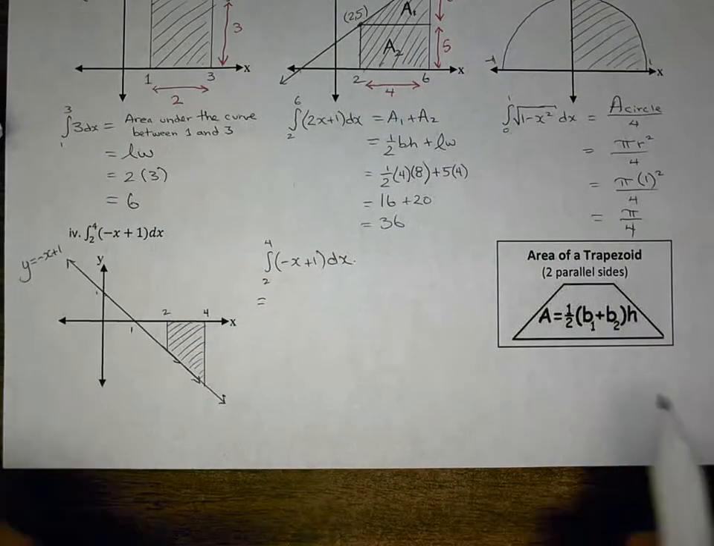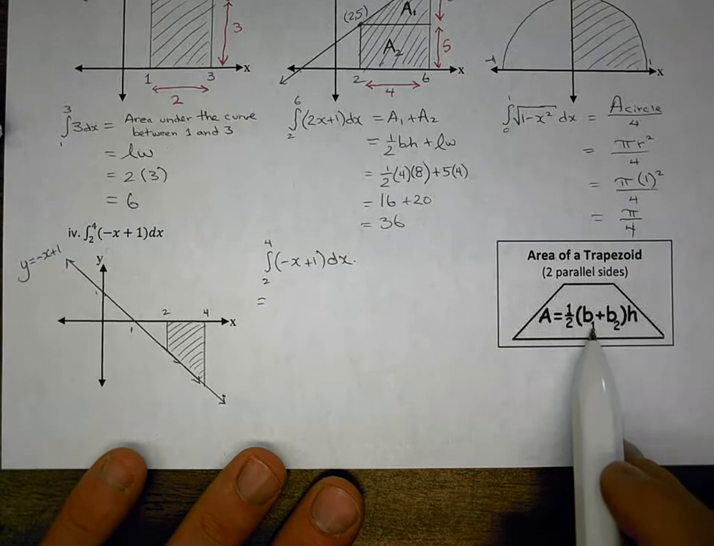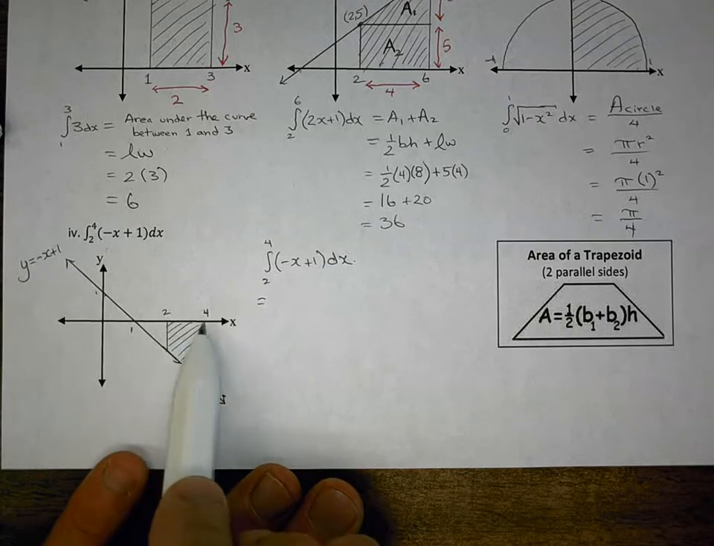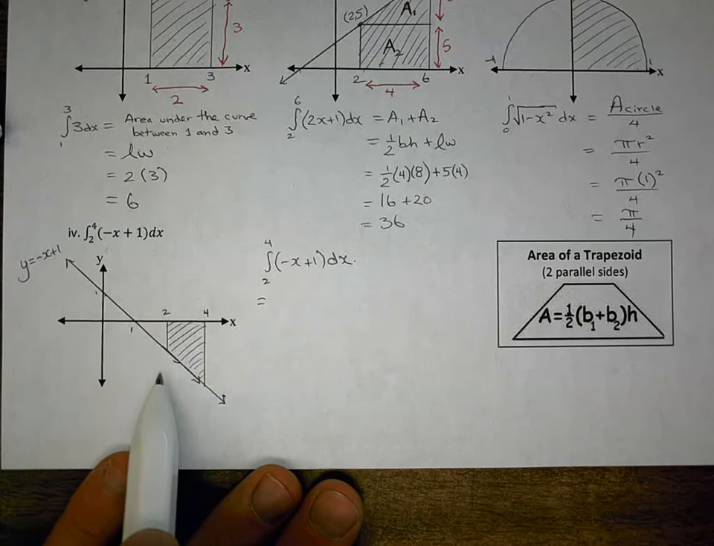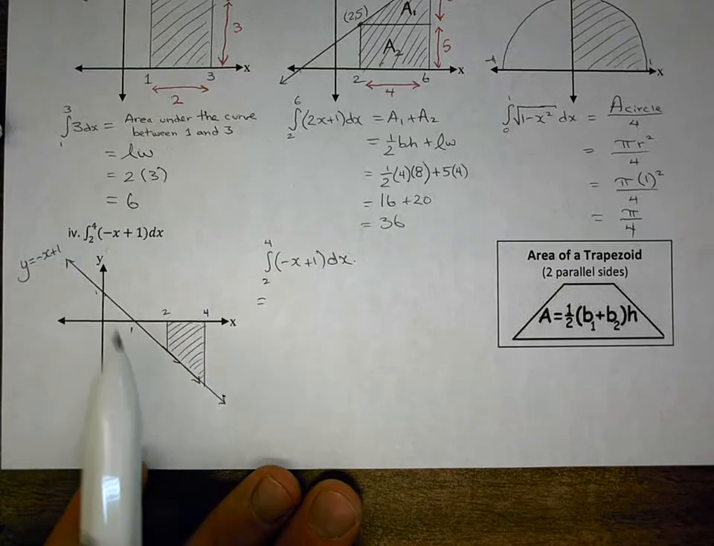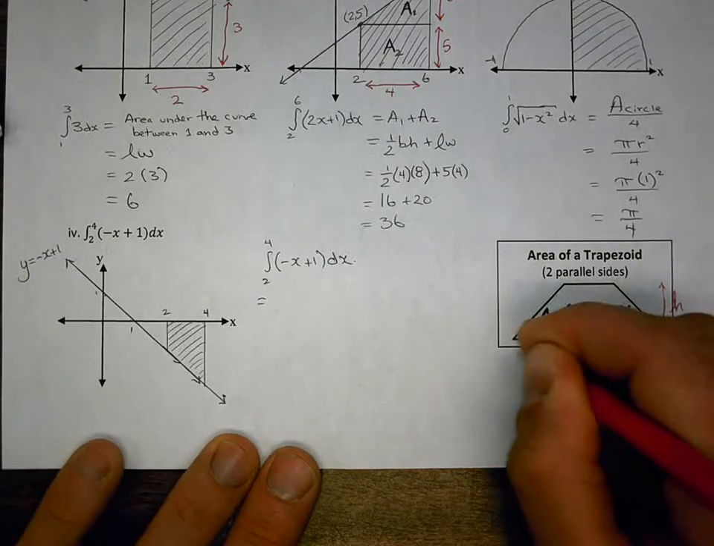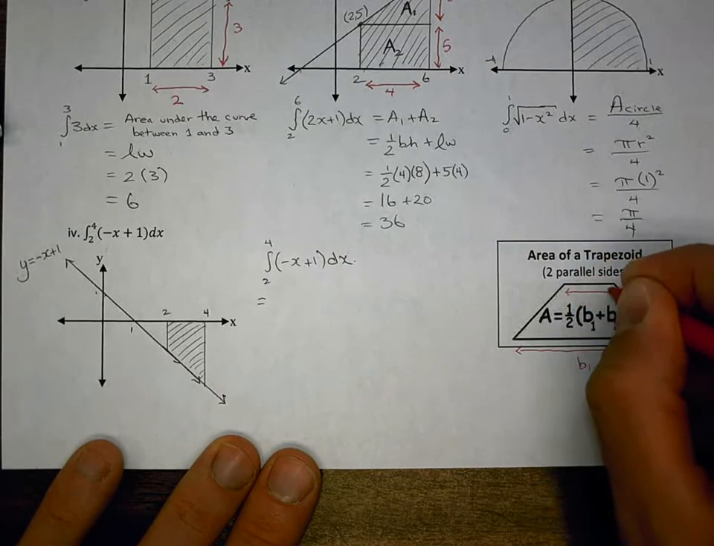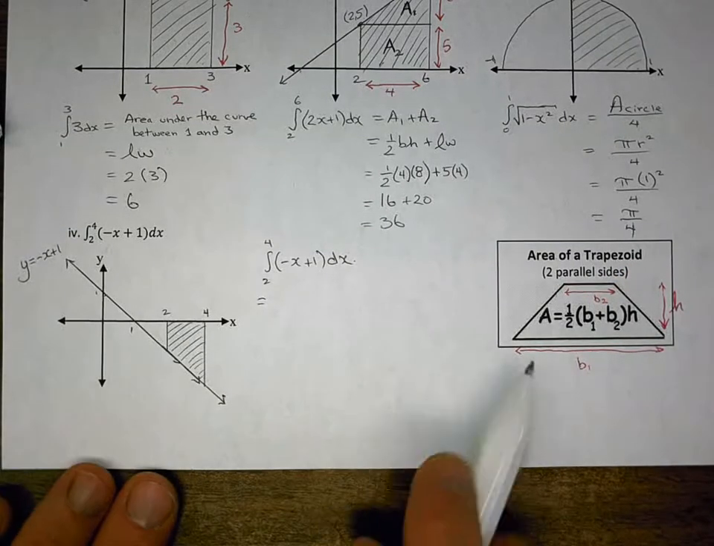Anyways, the area of a trapezoid says that if you want to find the area, you take base 1 and base 2, add them together, and multiply by the height. So I have this base and this base. The bases are the two parallel sides. If you want me to rewrite this, this is h, this is B1, and this is B2. So there's the area of the trapezoid.